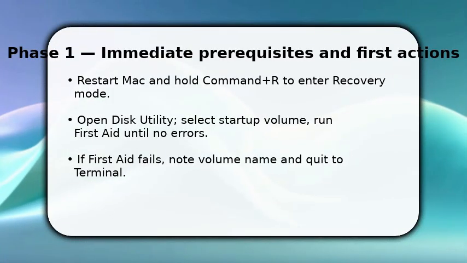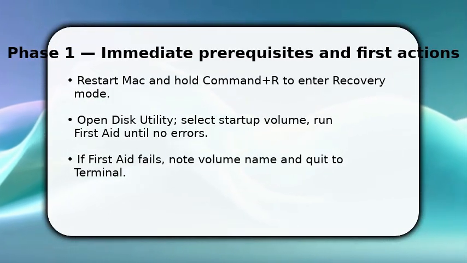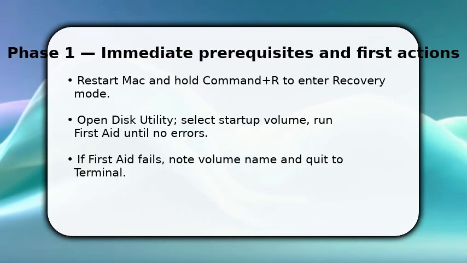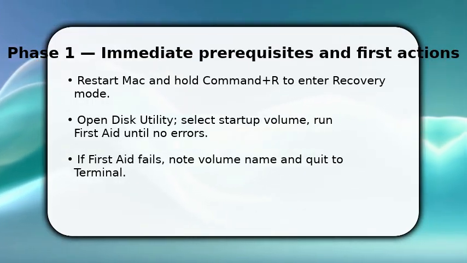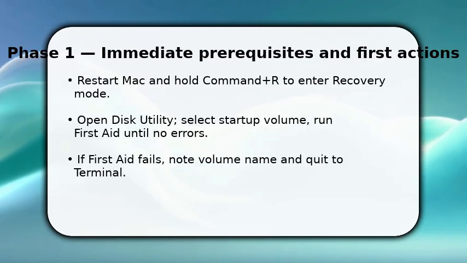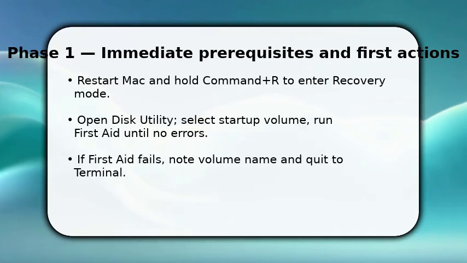You're starting in recovery. Press Command plus R during reboot and stay until the macOS Utilities window appears. Once there, open Disk Utility and pick the startup volume, then run First Aid. It repairs directory maps and common corruption.